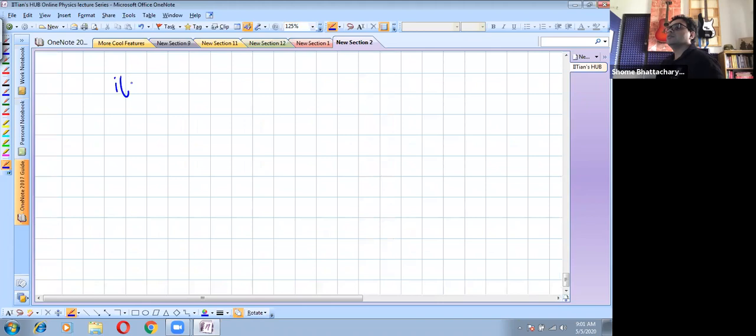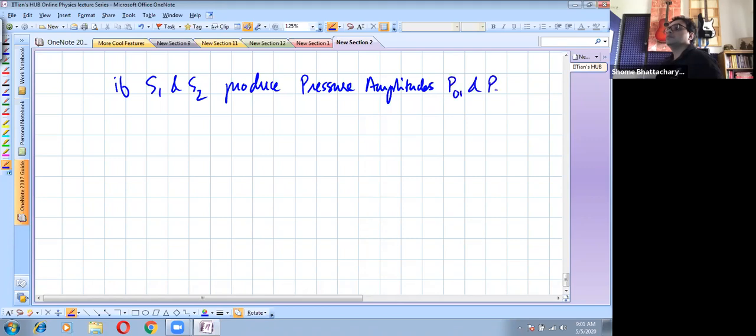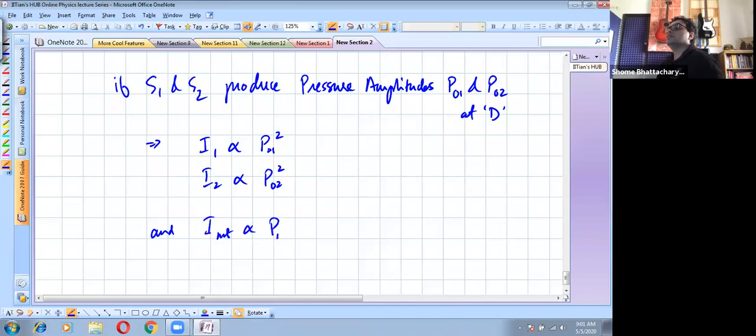Coming back, if S1 and S2 produce pressure amplitudes of P01 and P02 at the position of the detector, then the intensity produced by the first source is directly proportional to P01 square, and the intensity produced by the second one is directly proportional to P02 square, and the net intensity due to interference is directly proportional to the net pressure amplitude squared.